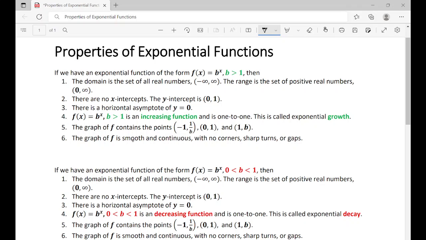The graph of f is smooth and continuous with no corners, sharp turns, or gaps. So a rough sketch of this graph for a growth equation is going to start low, and then it's going to go up high very, very quickly. So this is what an exponential growth equation, or an exponential function that's growing, is going to look like.